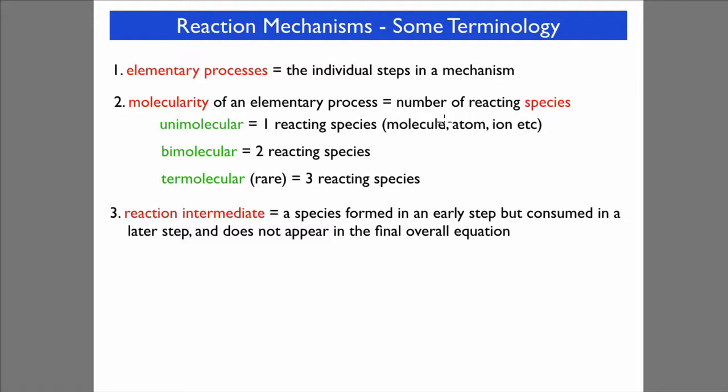Reaction intermediate: a species formed in an early step but consumed in a later step, and it doesn't appear in the overall equation. So it's neither really a reactant nor a product. It exists somewhere in the mechanism, but you don't have it to start with, and you don't have it at the end of the reaction. It's an intermediate.